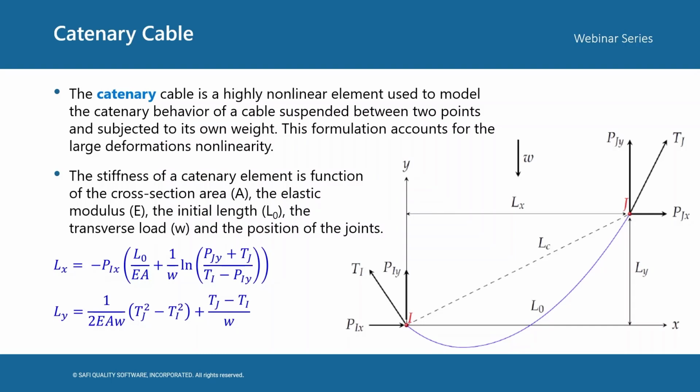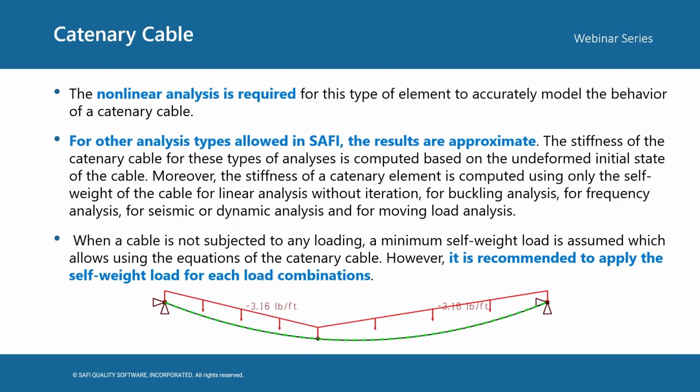The catenary cable is a highly nonlinear element used to model the catenary behavior of cables suspended between 2 points and subjected to its own weight. The formulation accounts for the large deformations of nonlinearity. The stiffness of the catenary element is a function of the cross-section area, the elastic modulus, the initial length, the transverse load, and the position of the joints.